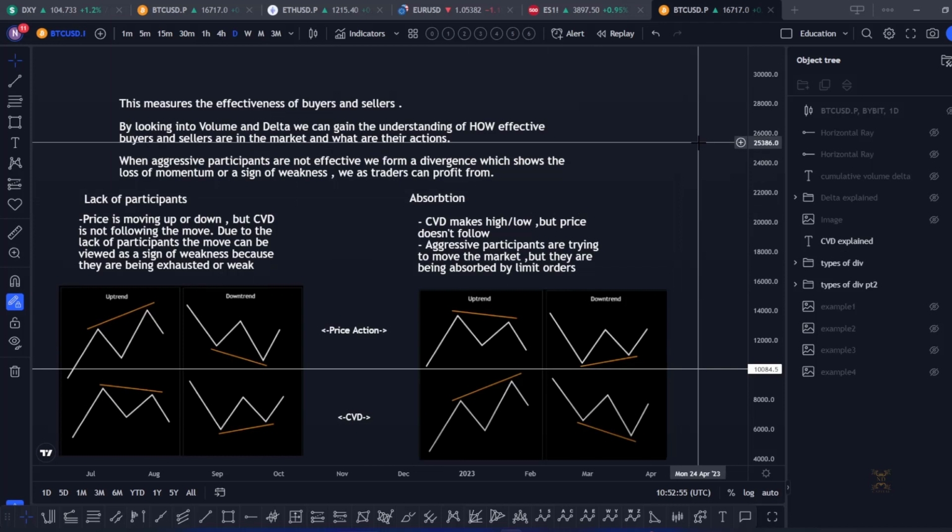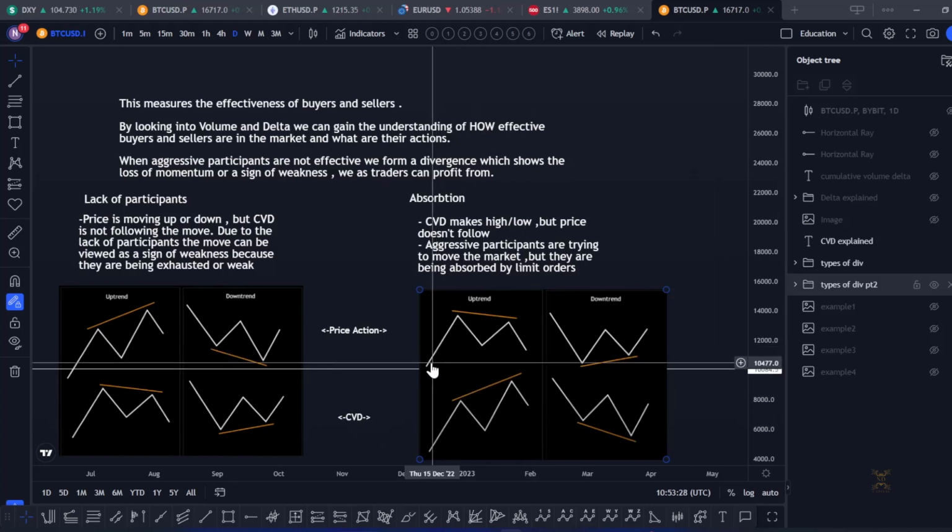And on the other side, you have the absorption, which is, in my opinion, much better and also much easier to understand. So this is when CVD is making a high or low, but price doesn't follow. E.g. aggressive participants are trying to move the market, but they're being absorbed by limit orders. So again, as I explained, the people with market orders are filling up the limits.